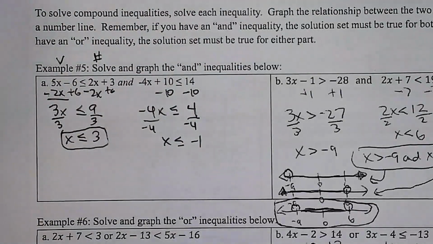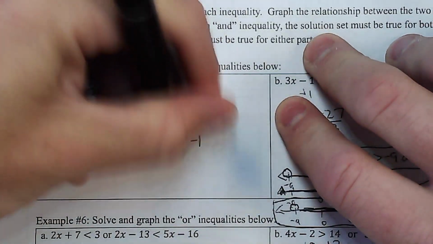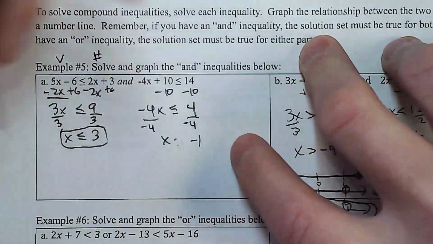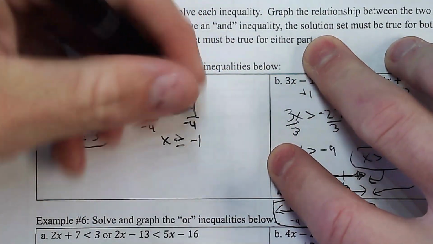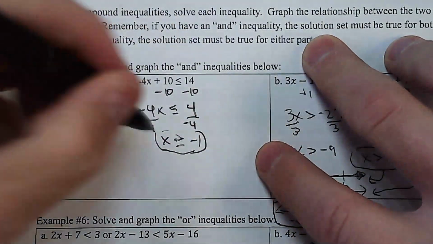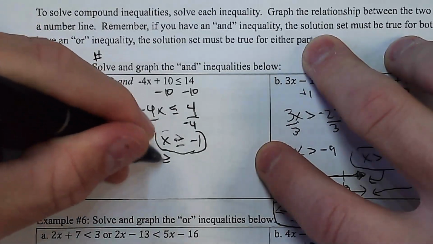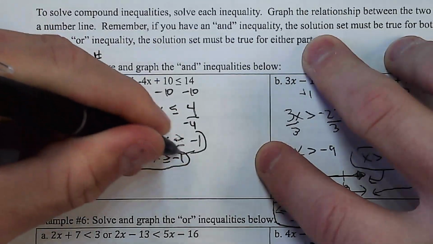No, what's wrong with that? Why does it need to be flipped? Yes. So what I need to do is put x is less than or equal to 3 and x is greater than or equal to -1. I need to write it like that.